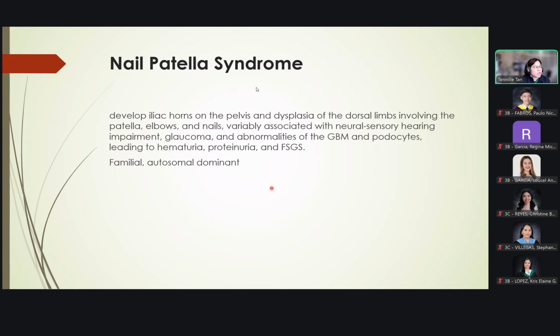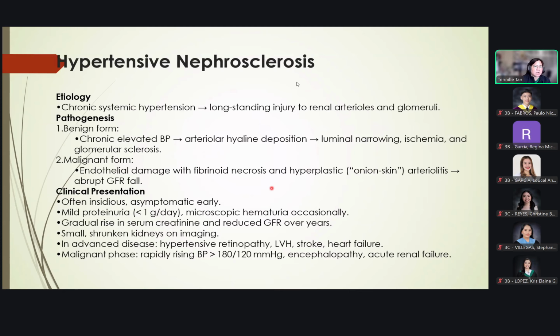And then we also have hypertensive nephrosclerosis. These are patients who have a pre-existing history of hypertension. Long-standing or chronic systemic hypertension will lead to long-standing injury to renal arterioles and glomeruli. You can have two different forms of hypertensive nephrosclerosis. You can have the benign form, meaning a patient with a long history of chronically elevated blood pressure. It leads to arteriolar hyaline deposition and eventually luminal narrowing, ischemia, and glomerulosclerosis.